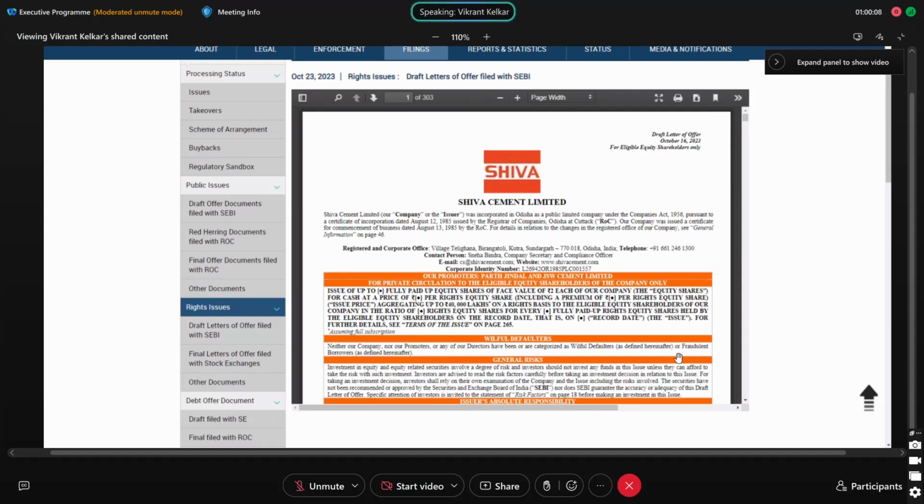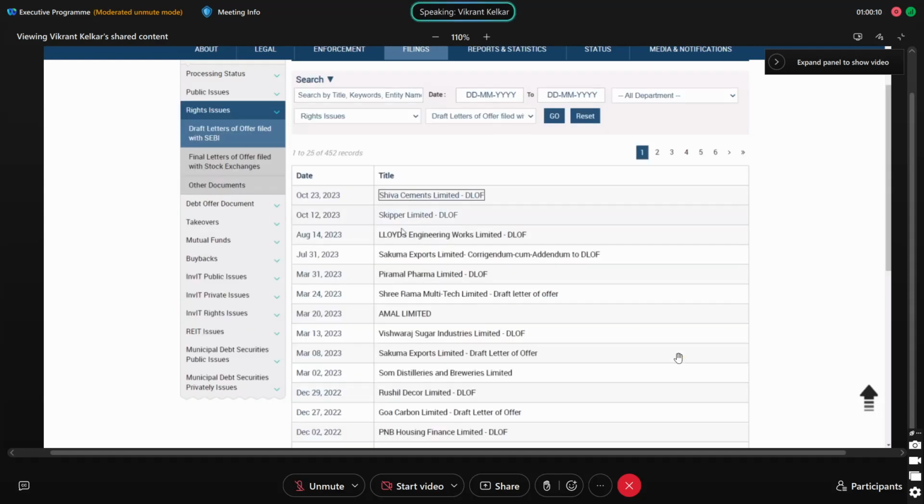Are you getting the point? Right, you have to go to SEBI. Similarly, on 12th October there are Skipper Limited, Lloyds Engineering, Sakuma Exports, and so on. Are you getting the point? Date-wise details are there. Now, why are dates important? The simple point is the whole story of the system of ICDR.